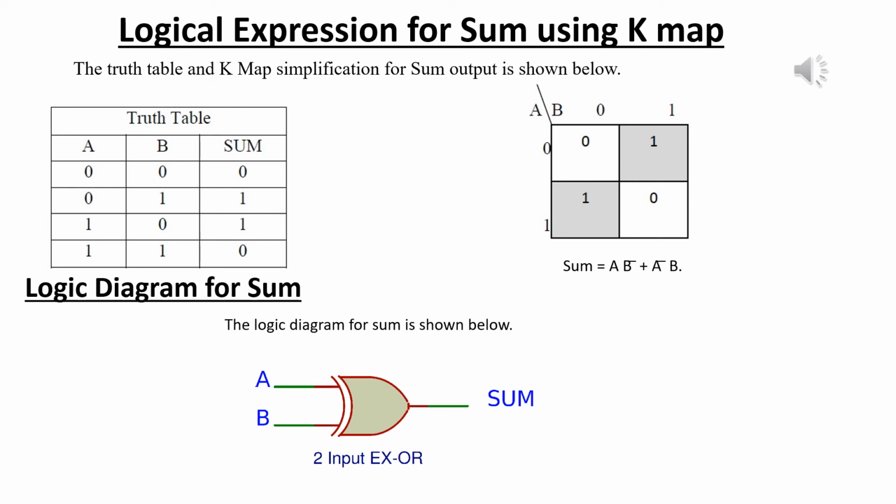Now from the K-map, we can derive the expression for sum as A into B bar plus A bar into B. This is nothing but the logical expression for an XOR gate. So we can construct the logic diagram for the sum variable by using a two-input XOR gate. The diagram shown here is nothing but a two-input XOR gate which gives us the sum as the output.